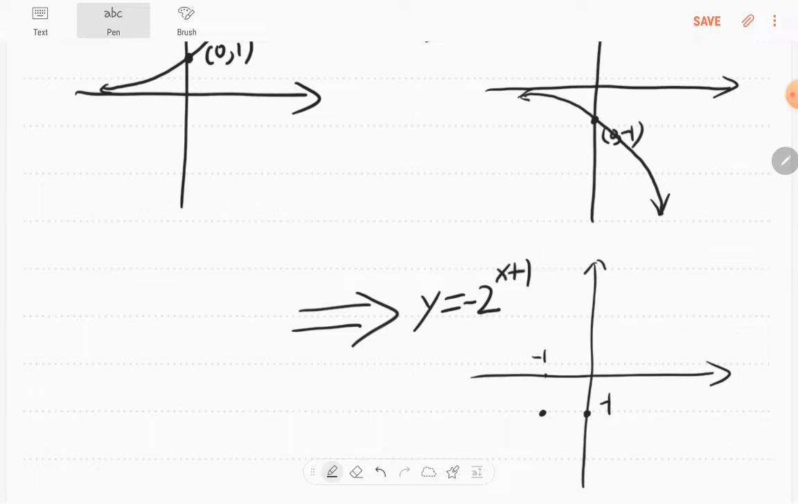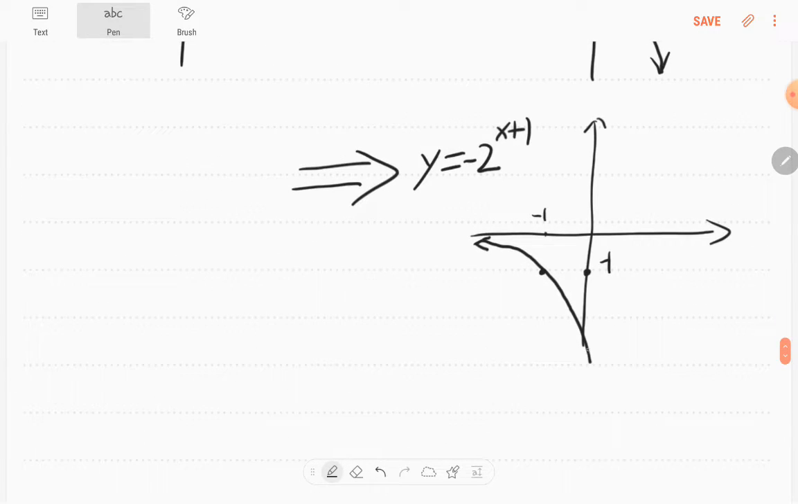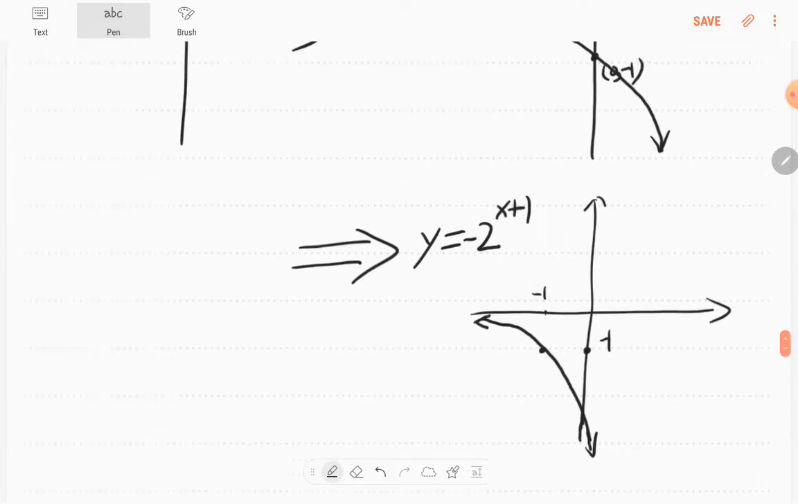Since we move the curve horizontally, y equals 0 is still the horizontal asymptote. So the graph will look like this.